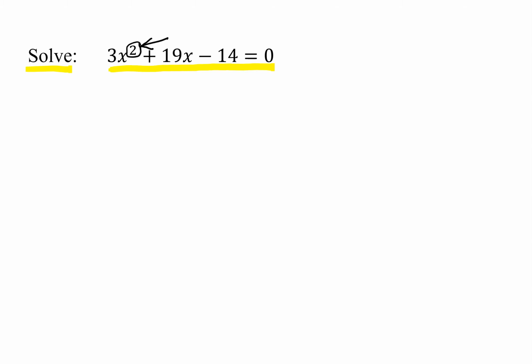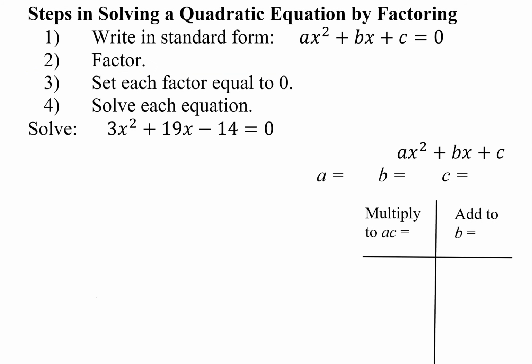How do we solve quadratic equations? We're going to first of all try to factor it, and if it doesn't factor, then we're going to have to use the quadratic formula. So let's look at our steps in solving a quadratic equation by factoring. We need to write it in standard form. That means everything written on one side in descending order, 0 on the other.